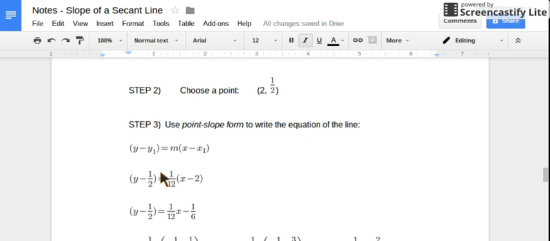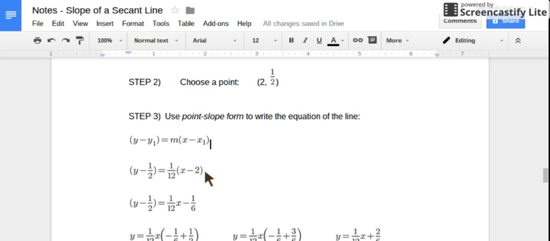So y1 is 1/2, so y minus 1/2. So plugging in y1 and x1 and the slope. Just be careful, you're plugging it directly in here. It's not changing the subtraction unless you're substituting a negative number, in which case you would be subtracting a negative number and it would turn into addition. Just be careful when you're substituting.